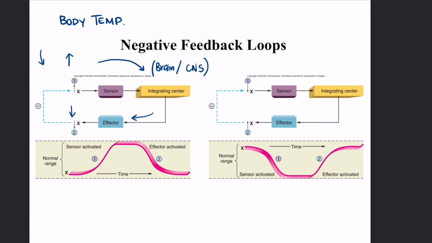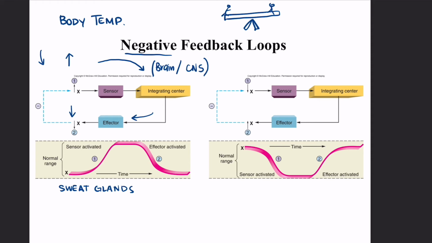And it might do that by activating our sweat glands. That is one way in which we regulate our body temperature. And so you can see here that the effector is doing the opposite of what the sensor received, the stimulus that the sensor received. And this is why it's called negative feedback. It's doing the opposite. And so it's kind of like a seesaw. If you know what a seesaw is, it's where kids can go up and down, and you're doing the opposite of what the other child is.